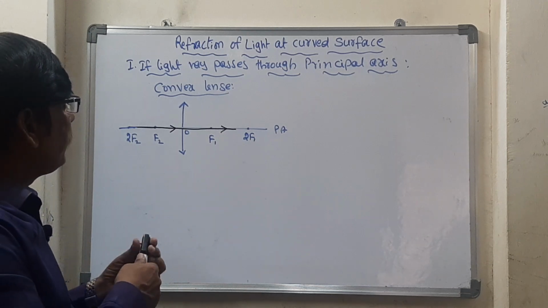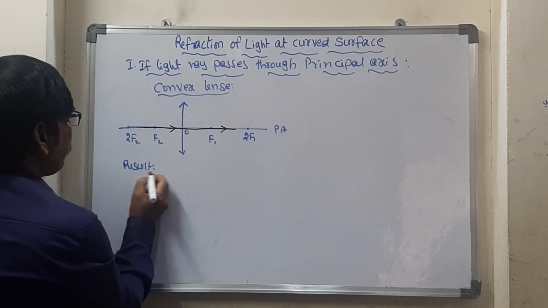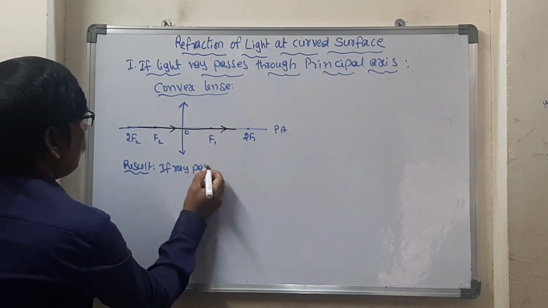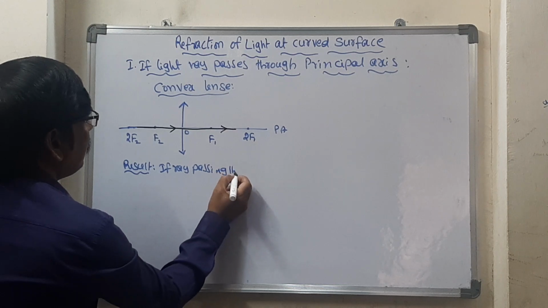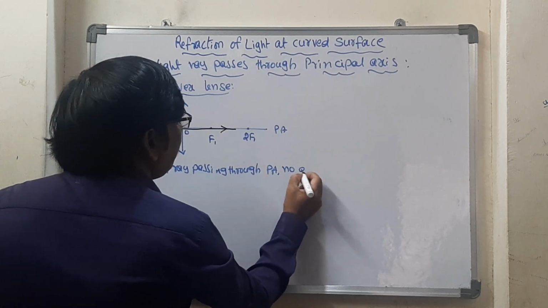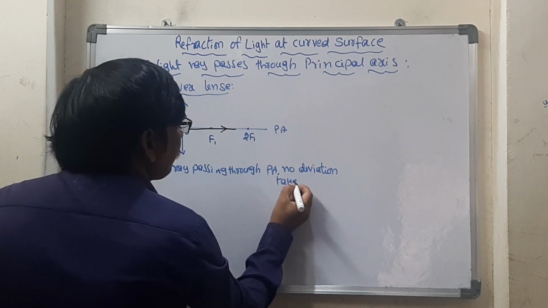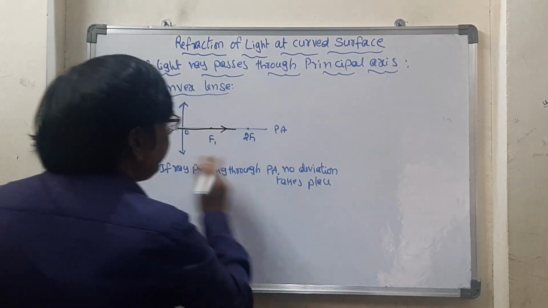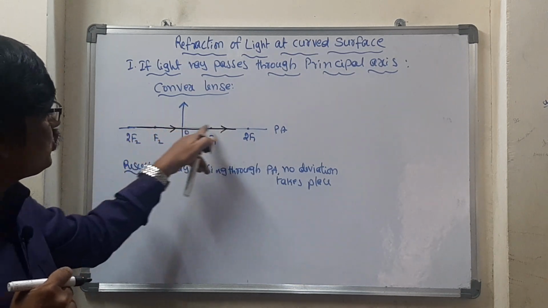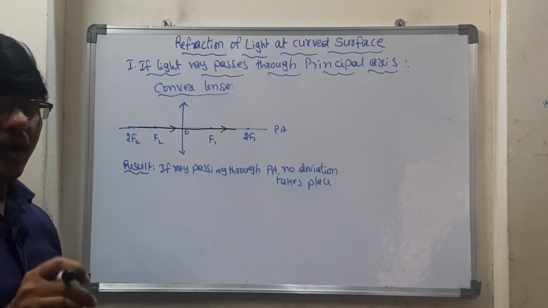And so the result we can write is: if a ray passes through the principal axis, no deviation takes place. Did you get it? The ray passes through the principal axis without deviating, choosing the same path, as the arrow mark shows you very clearly the direction of propagation of the light also.